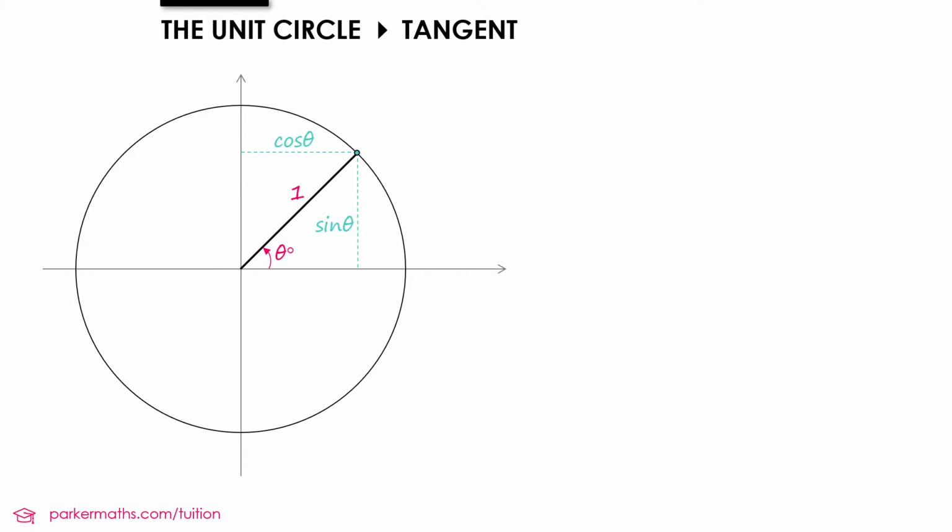Suppose we take the radius and we extend it slightly, so that we can then draw a tangent to the circle which meets with the radius. The length of that tangent is what we define to be tan theta.